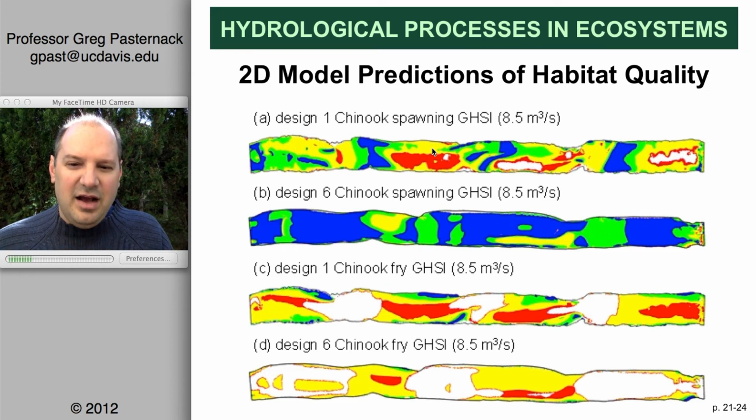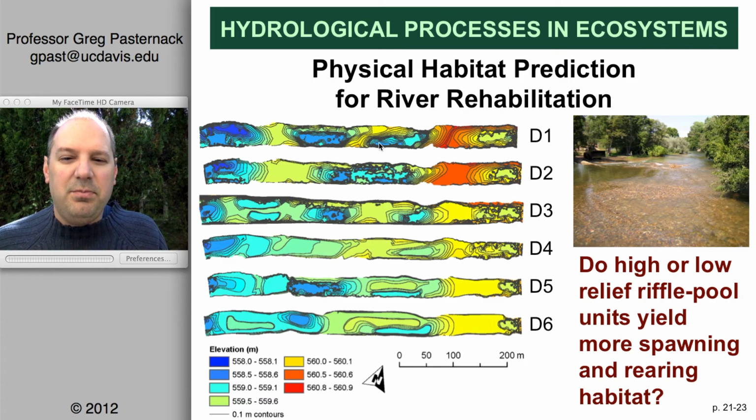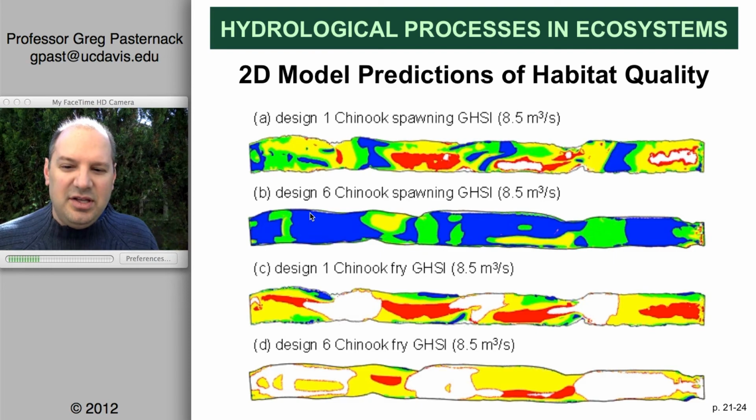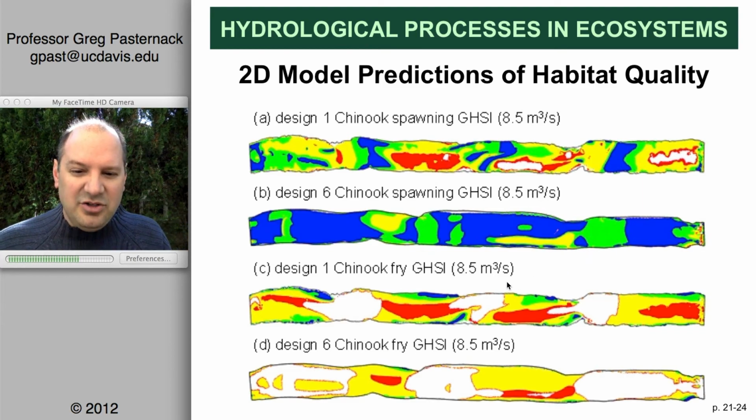If we look at Design 6, I call this Design 1, a highly accentuated topography, with very accentuated deep pools and shallow riffles. Design 6 is more of a blanket fill. It has gradually varying features in the landscape. And you can see that, comparatively, all of the blue and green indicates that almost the whole river is available as spawning habitat.